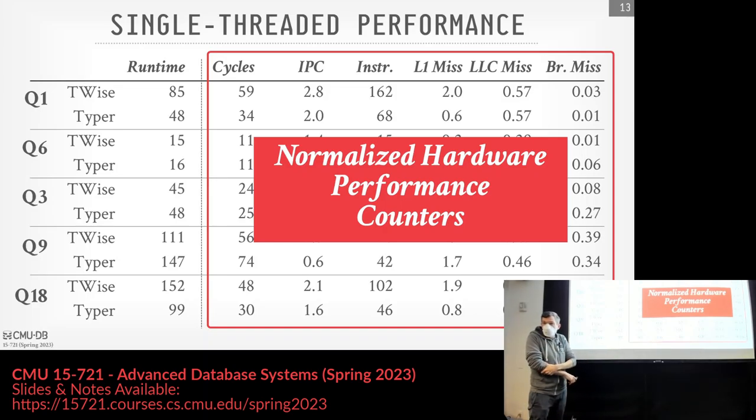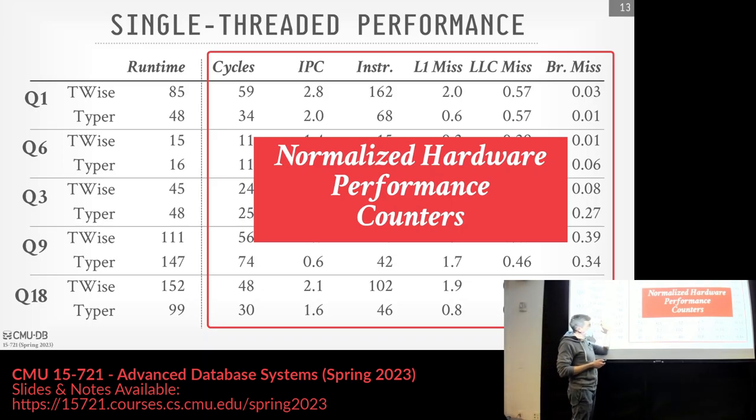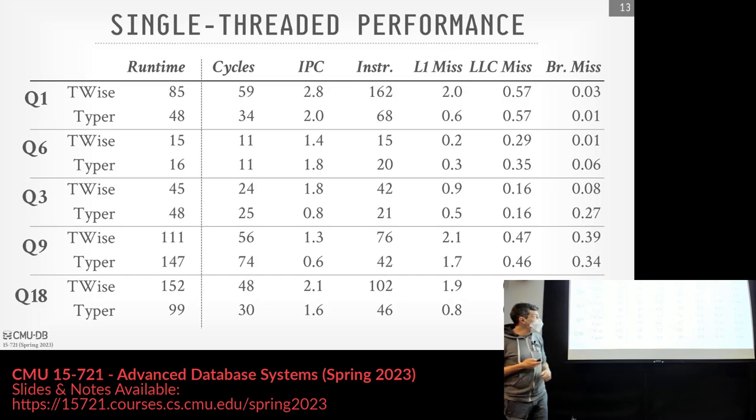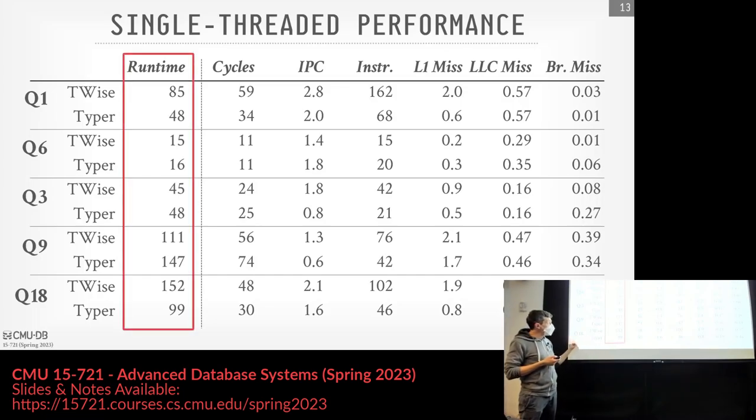I think they collect the same thing, but VTune makes prettier pictures. Anyway, in our table here, all these things on this side are the performance counters, but we're going to normalize them based on the number of tuples that the query has processed. Otherwise, it's just arbitrary large numbers, and they're meaningless. And this column here is just a repeat of what I showed in the last slide: here's the runtime performance when you actually run the queries.